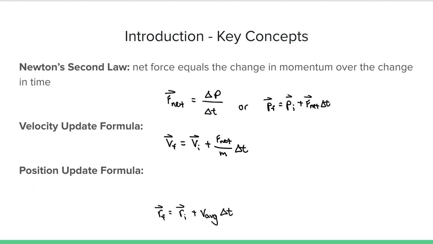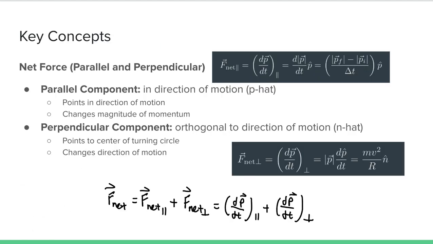These are the key concepts that were based on Newton's second law, which is net force equals change in momentum over change in time, which equated to the velocity update formula and position update formula. Some key concepts: the net force was separated into the parallel component in the direction of motion, which changes the magnitude of momentum, and the perpendicular component, which is orthogonal to the direction of motion, which changes the direction of motion.